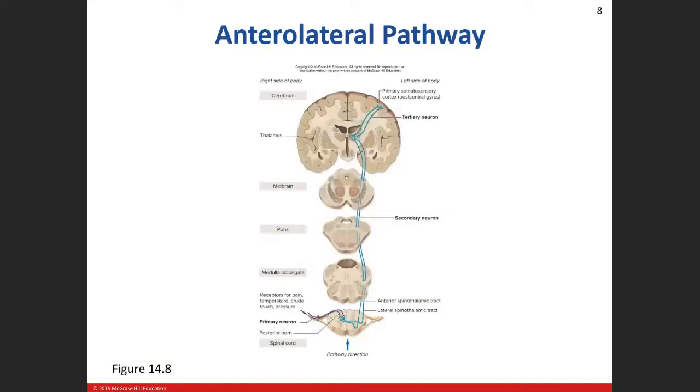And that's what we're seeing here. Anterior spinothalamic tract or the lateral spinothalamic tract. Either way, it's going to travel up to the same destination, the thalamus.